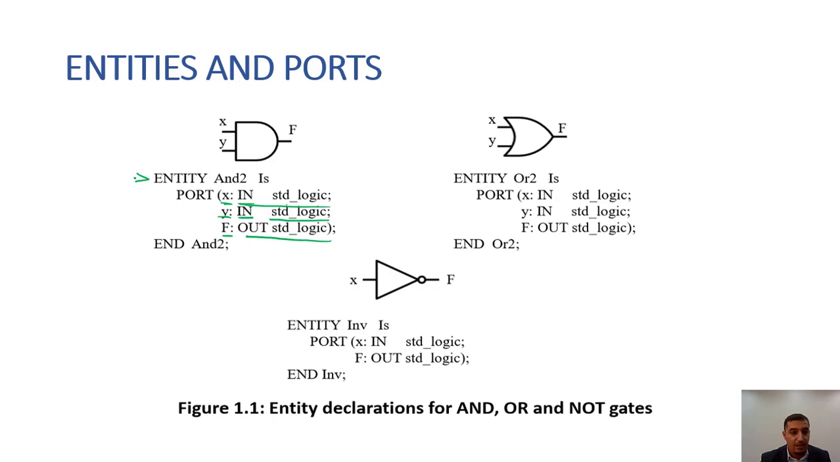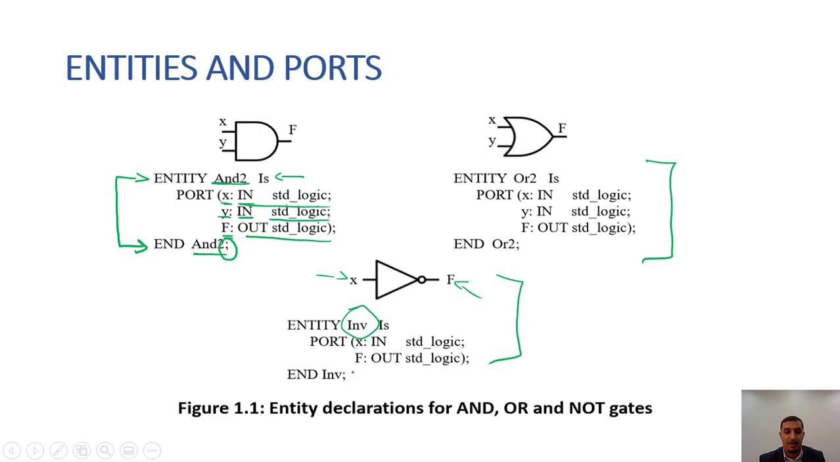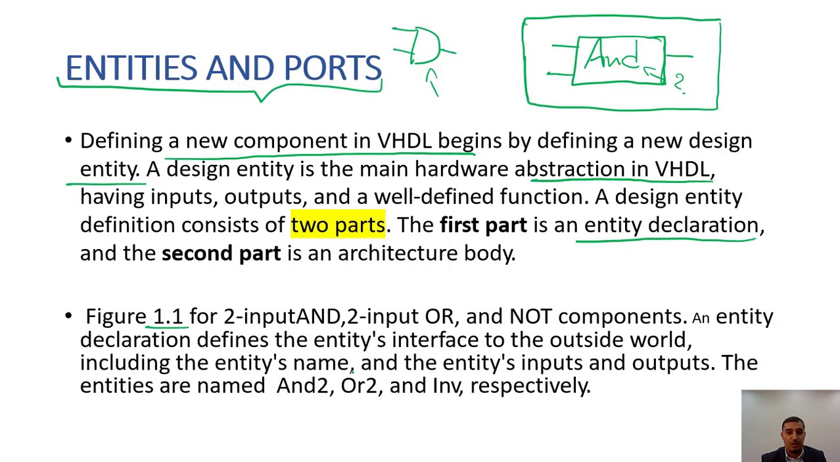Once you start an entity, you end the entity. Always entity with end entity. You give it a name, AND2, you end AND2. You put a semicolon here. The only statement without a semicolon is this statement. The same applies for all other entities because they all have the same syntax. Just notice here, the inverter has one input and one output, X and F.